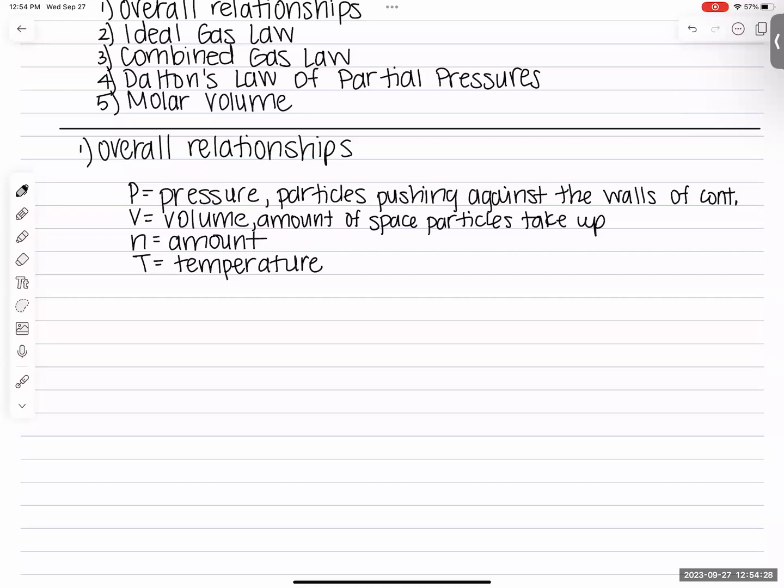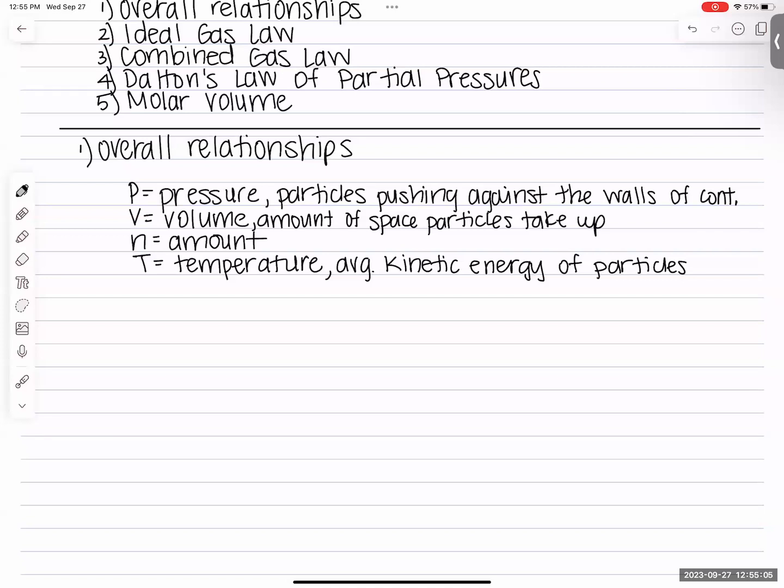The N is going to be the amount of particles, which I believe is pretty self-explanatory, and the temperature of those particles. Now, temperature is a measurement of the average kinetic energy of the particles. And here we're talking about gas particles, but temperature is the average kinetic energy of any particles, including solids, liquids, or gases. So these are the variables we're going to be looking at.